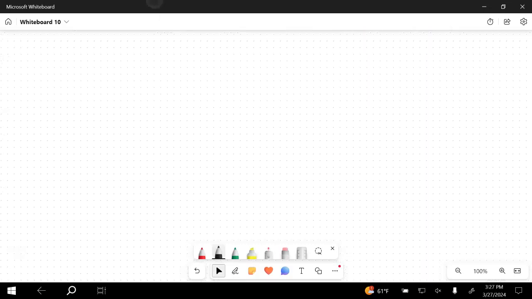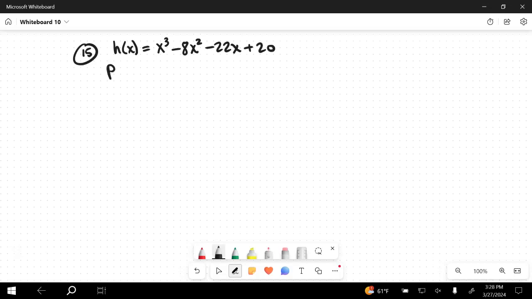Okay, let's look at number 15. Number 15 is where we find all the zeros, and you want to use the rational zero test as well. The function we're solving is h of x equals x to the third minus 8x squared minus 22x plus 20. The first thing you do is the rational zero test.